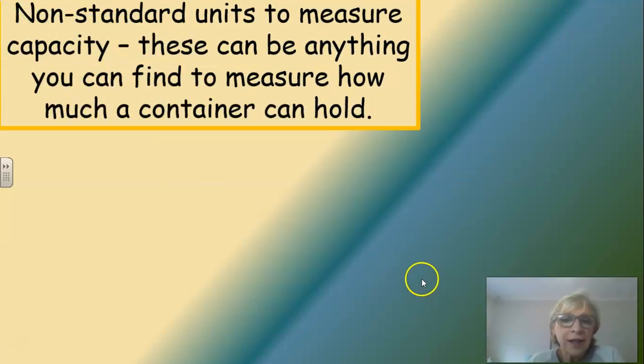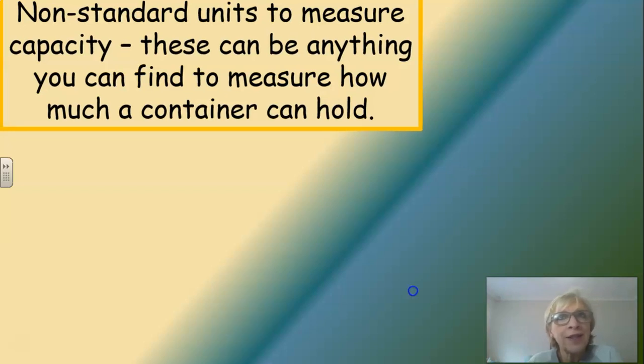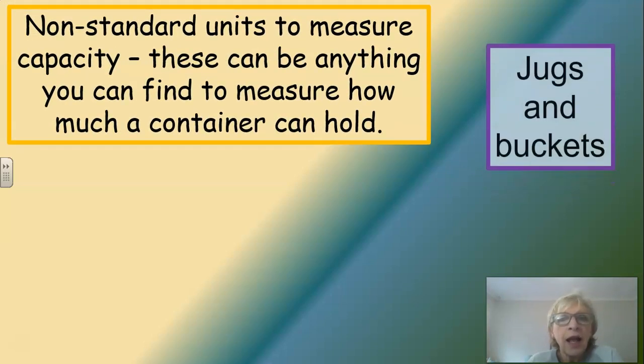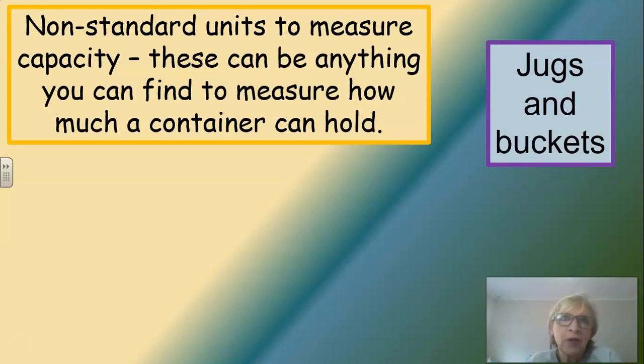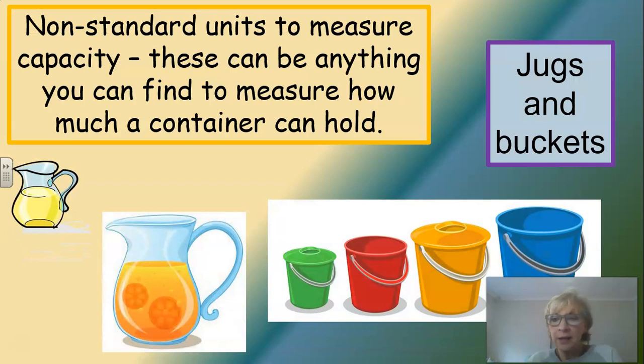These jugs, all containers, are basically called non-standard units to measure capacity. So we can use anything that you can find around the house or in the shed to measure how much a container can hold. It's called non-standard. So let's have a look at these jugs and buckets, because I want you to look at what happens when we use non-standard measuring containers to measure how full a container is, compared with standard units of measurement like liters, milliliters, kiloliters. And we'll explain that in a little bit more detail later.